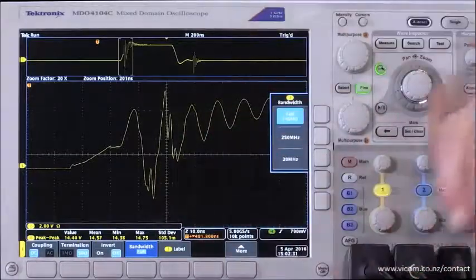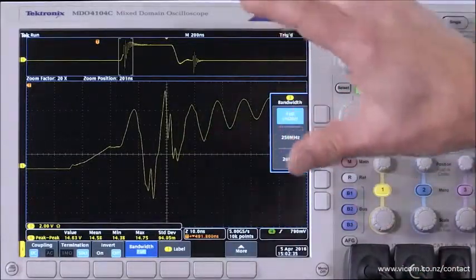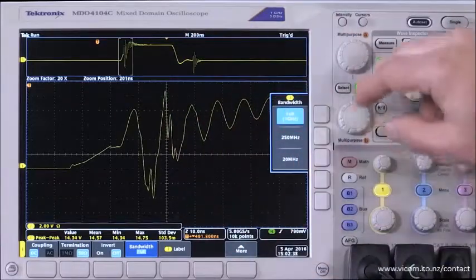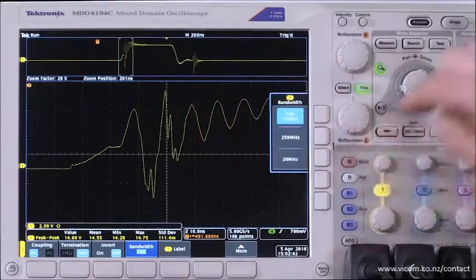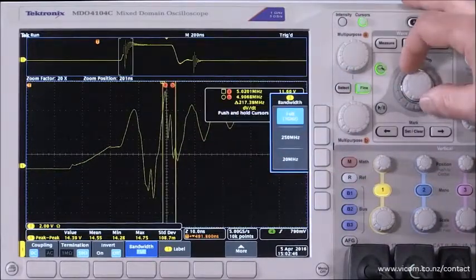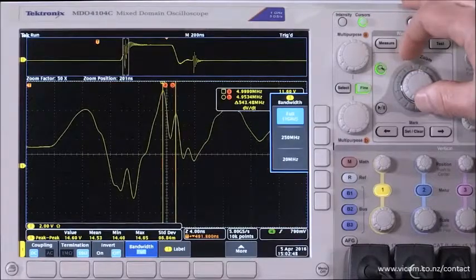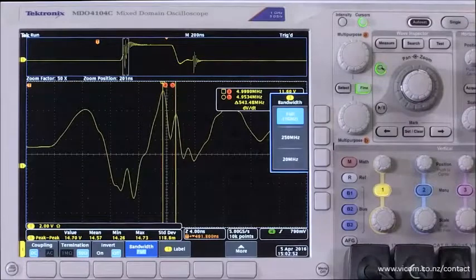I went from the 20 megahertz bandwidth limit, I went to the 250, and now I'm at a gigahertz. So I'm seeing all that high frequency components coming through on my signal. Let's go measure what this ring is. Now we have the ability to accurately measure that signal. So right here, the cursor between those rings is about 543 megahertz.